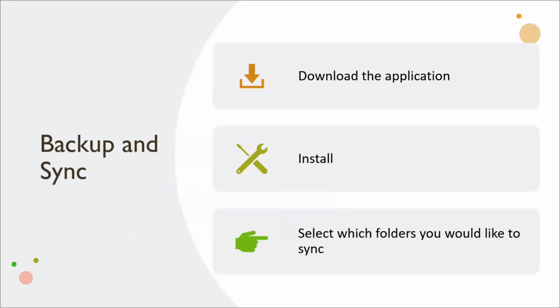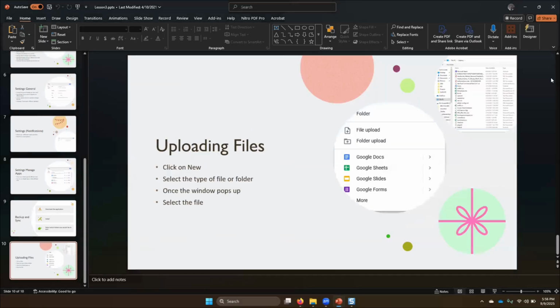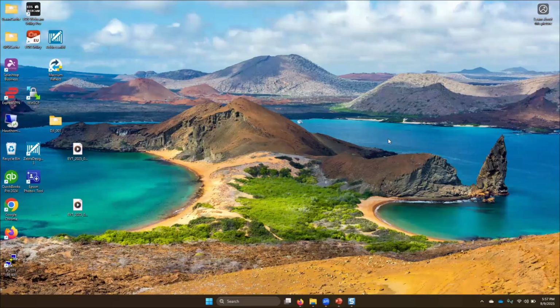So Google Backup and Sync, very handy tool, especially if you're going to be utilizing this a lot. You want to be able to take your files on the go with you. I also have the app on my phone, so I have access to all my documents on my phone. I have it on my computer, and it will automatically upload my documents for me. So you download the application, you install it, and then you select which folders you would like to sync. So that is one way that you're able to get that done.